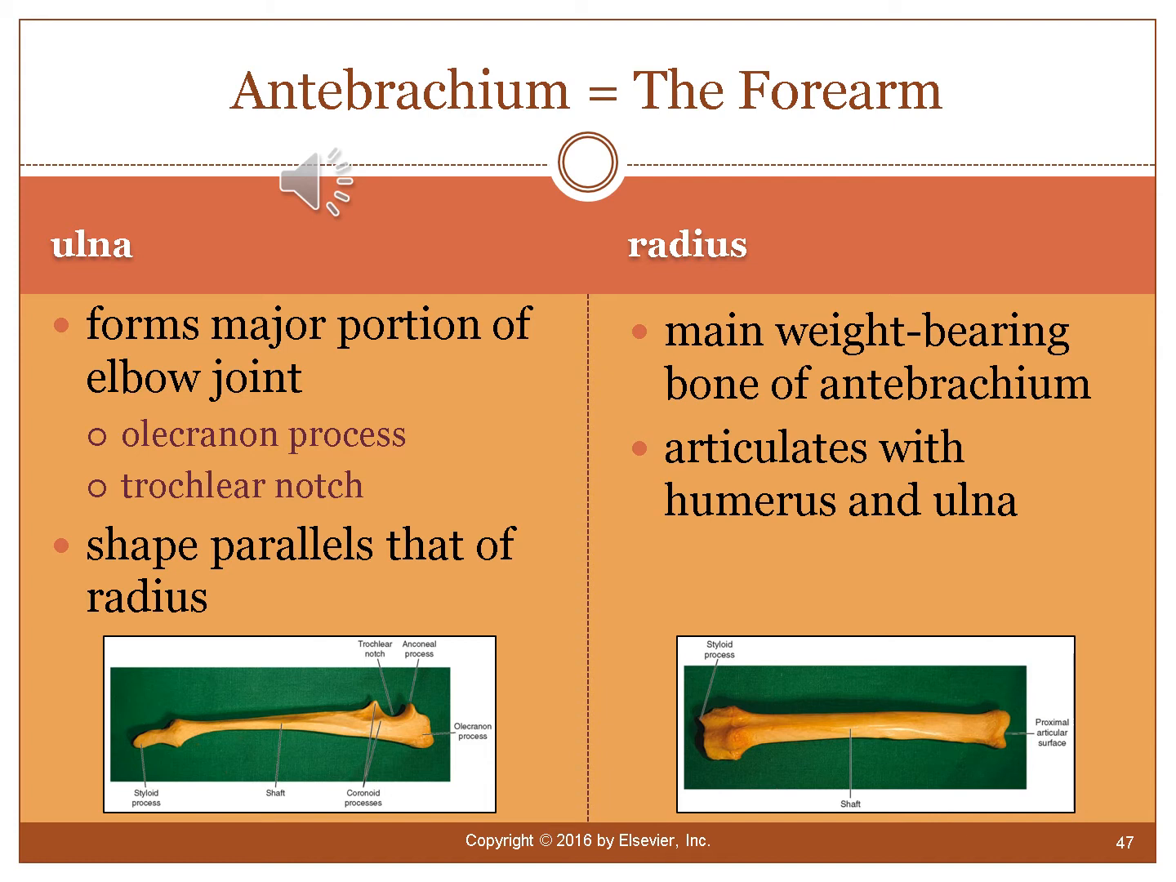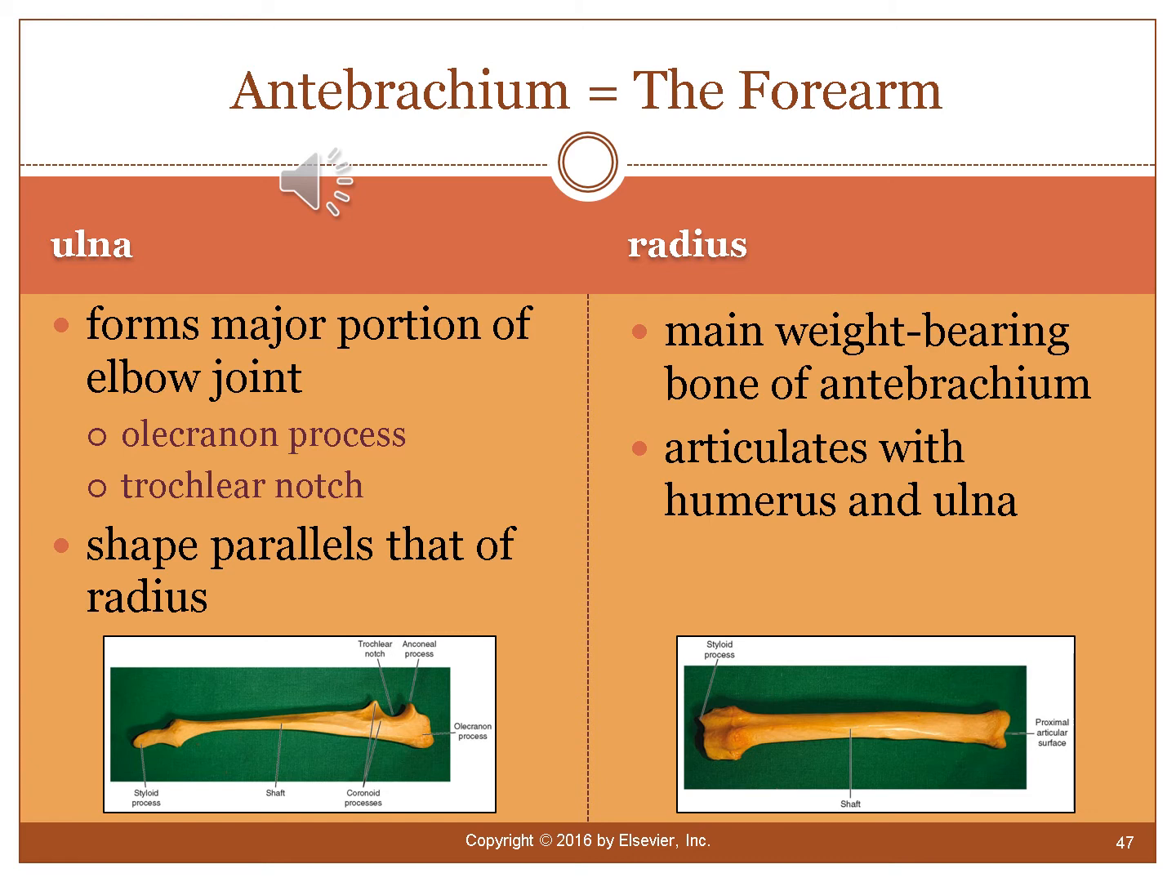So just some more pronunciation. So radius and ulna form the antebrachium or the forearm. So the ulna forms the elbow joint. And in the picture on the bottom there, you can see the olecranon process, which is the point of the elbow, the anconeal process, which is that first notch where the trochlear notch is, and the coronoid processes are the two bumps that are distal to the olecranon process.